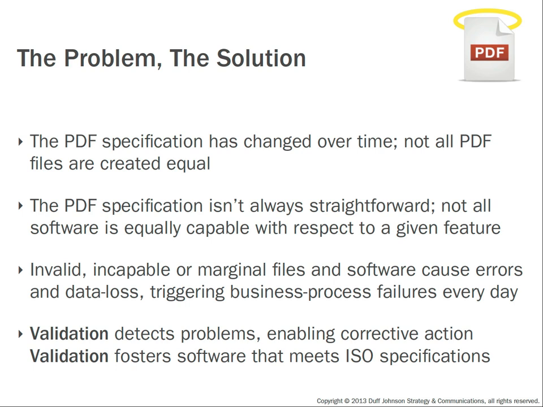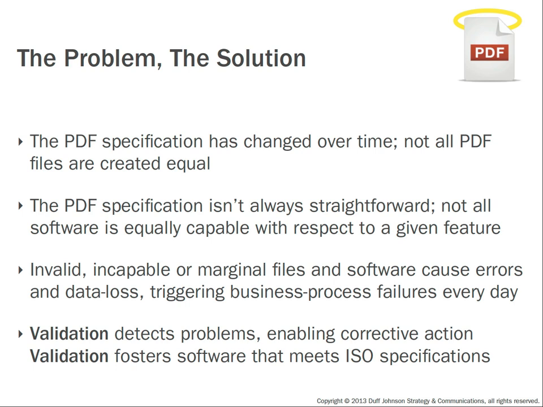So why is it like this? The PDF specification has changed over time. Nobody's fault, it's just a fact of the matter. 1.0 wasn't the be-all and end-all, didn't solve all the needs. Neither did 1.1 or 1.2 or 1.3. So it's changed over time, and some PDF files were created back in the day. And not only has the specification changed, but the terms of the specification have changed. The language has become tighter.